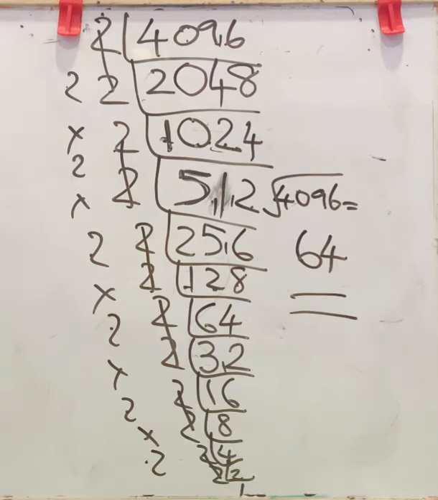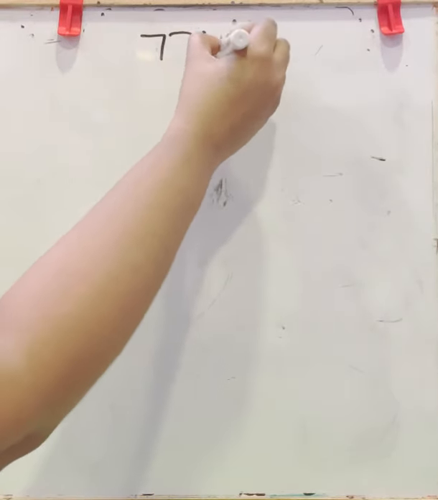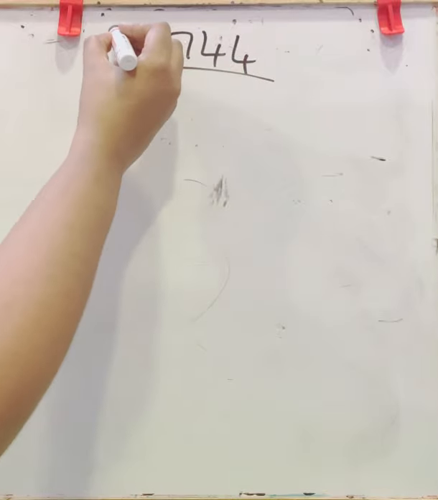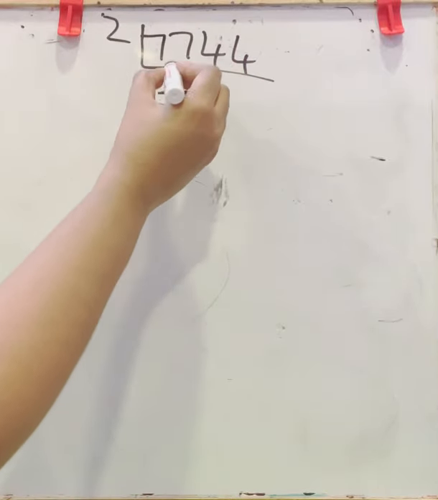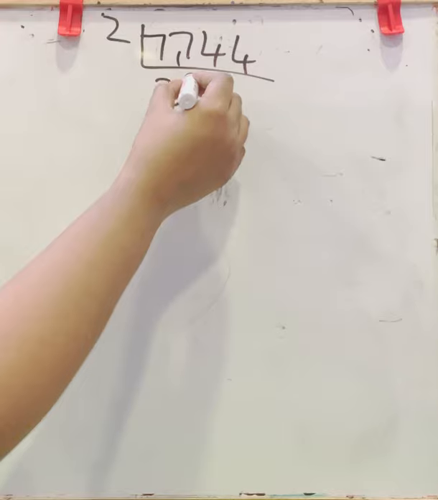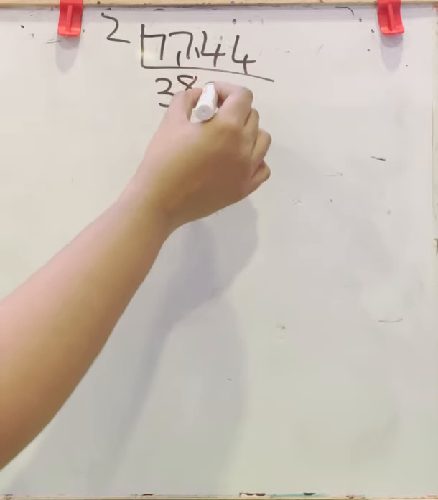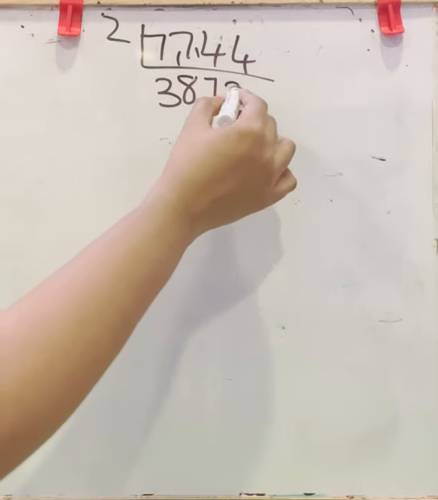Square root of 4096 is 64. Next question, 7744. In that, starting with 2, 3 2s are 6, balance 1. Here 8 2s are 16, balance 1. 7 2s are 14. In 4, 2 2s are 4.